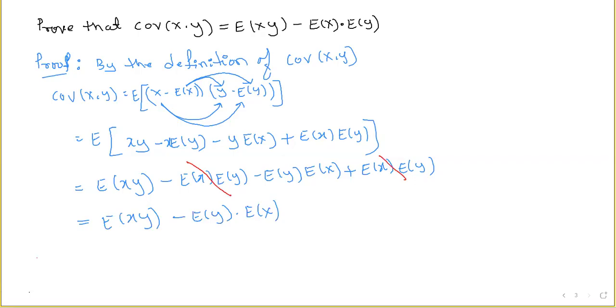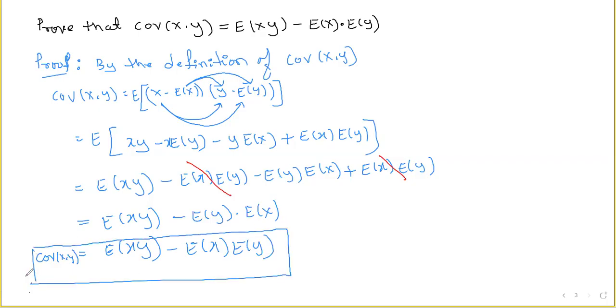Clear? So here it can be rewritten like this: expected value of xy minus expected value of x into expected value of y. So this is what we have on the right side, covariance of xy, right? Clear? So this is a very small and easy proof. That is, covariance of xy is nothing but expected value of xy minus expected value of x into expected value of y. Now we have the next theorem.